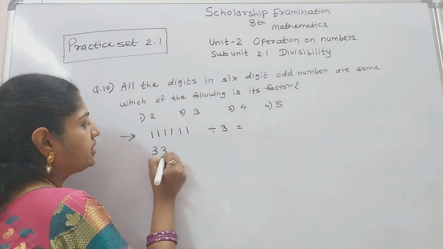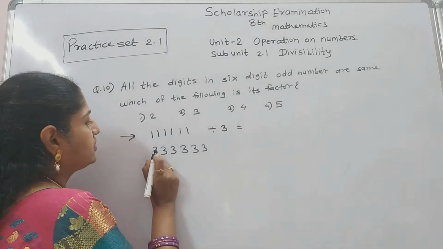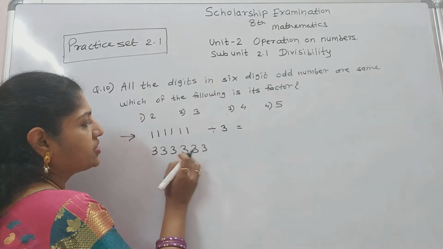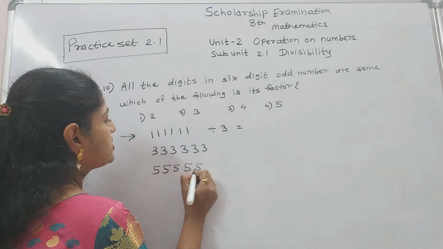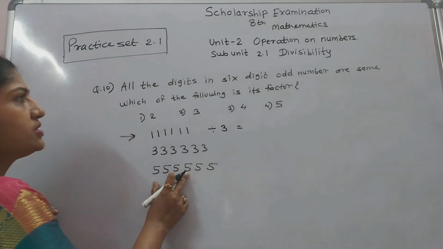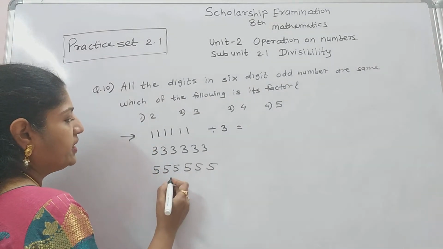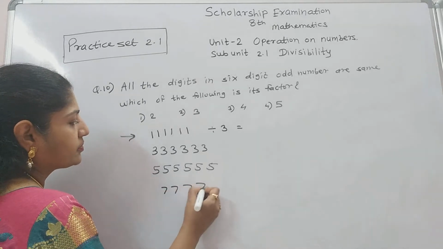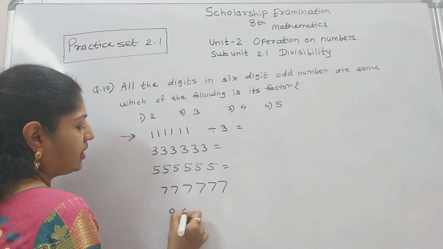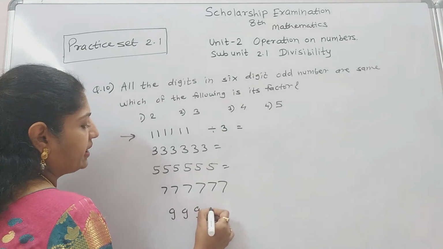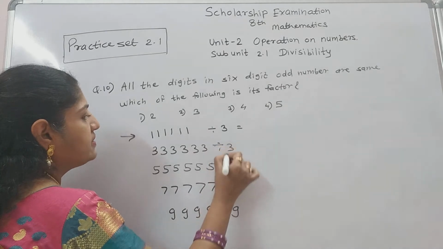Then I take 3, 3, 3, 3, 3, 3, 333,333. All the digits are equal in a 6-digit number. I take all the odd numbers, the same digits in a 6-digit number, 999,999, and all these numbers are divisible by 3.